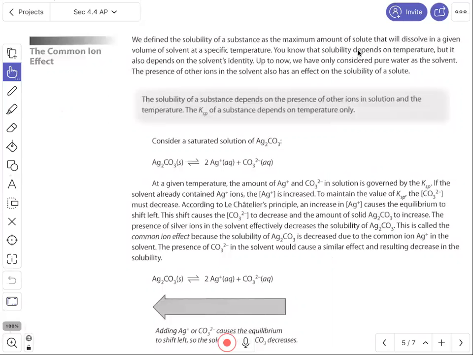So starting off here, the last thing to cover is what's called the common ion effect. And this essentially is Le Chatelier dealing with this kind of scenario. We are talking about Le Chatelier. So that being said, what do we remember about Le Chatelier?